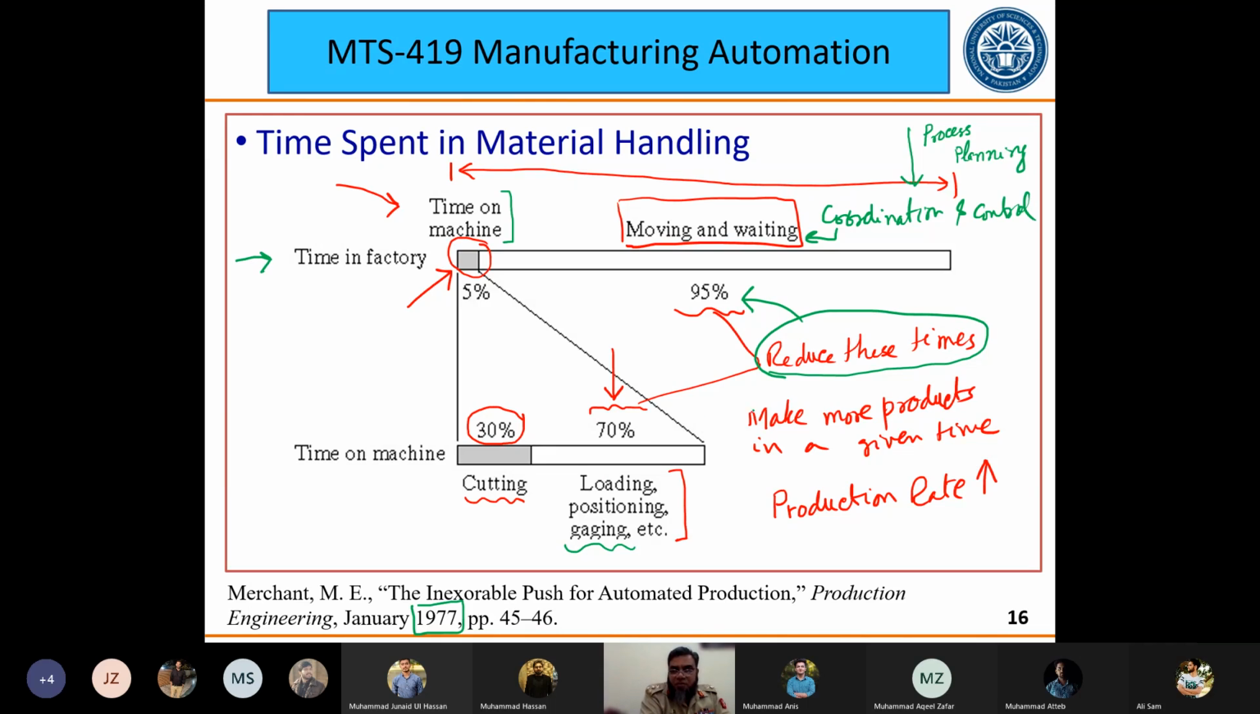So if we are able to reduce these two times, 95% of the time and 70% of the time, we are going to make more products in a given time, and that is going to increase our production rate. So we are going to talk about the production rate also today. Please keep this slide in your mind. As a process engineer, as an automation engineer, we need to plan our process in a way which can reduce moving and waiting time and loading, positioning and inspection time.